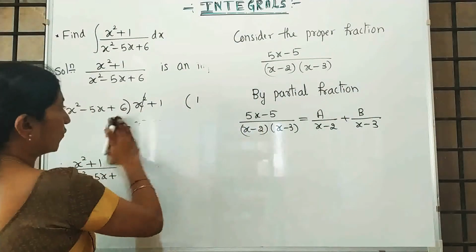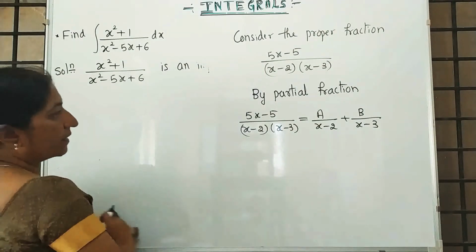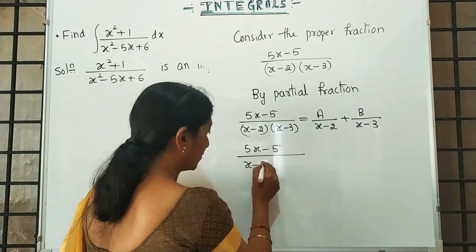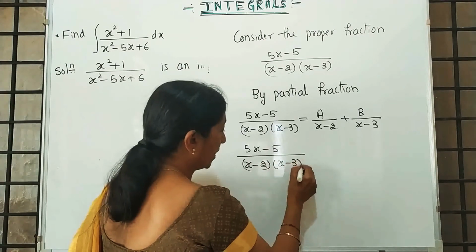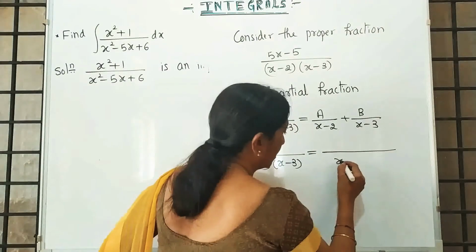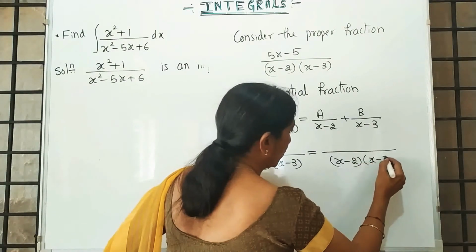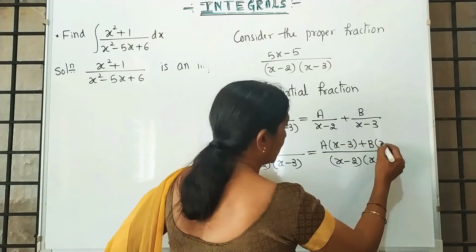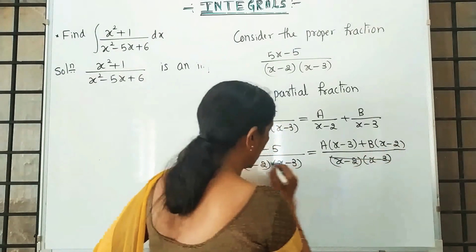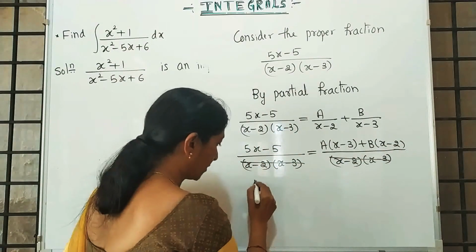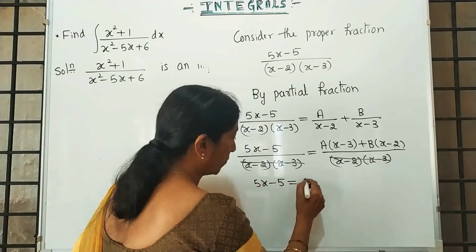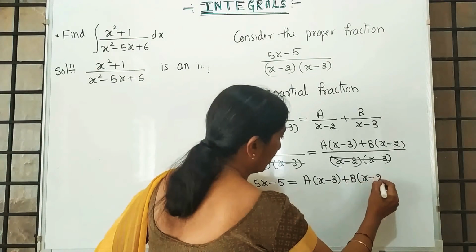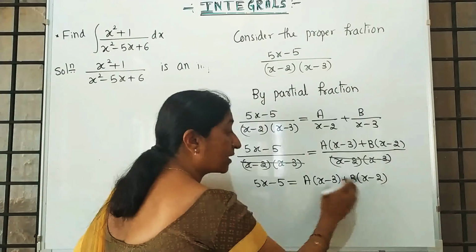Now take the LCM for the right side. 5x minus 5 upon x minus 2 into x minus 3 is equal to, the denominator is x minus 2 into x minus 3, and the numerator is a into x minus 3 plus b into x minus 2. On both sides the denominators get cancelled. 5x minus 5 is equal to a into x minus 3 plus b into x minus 2, and select the linear equation from the right side.